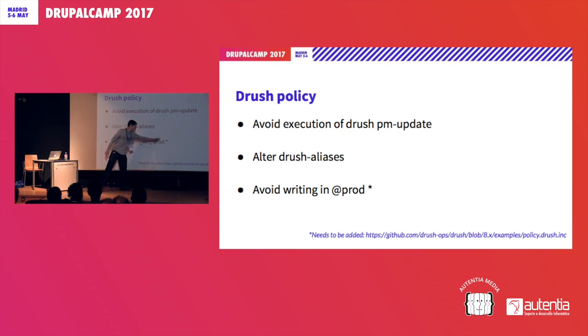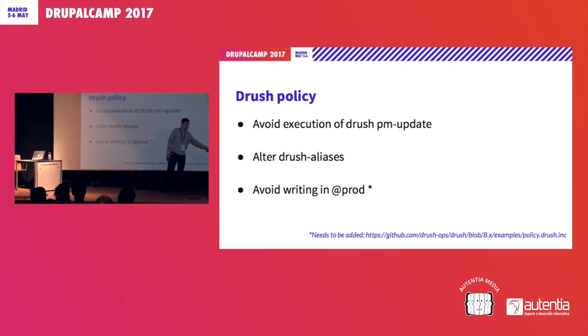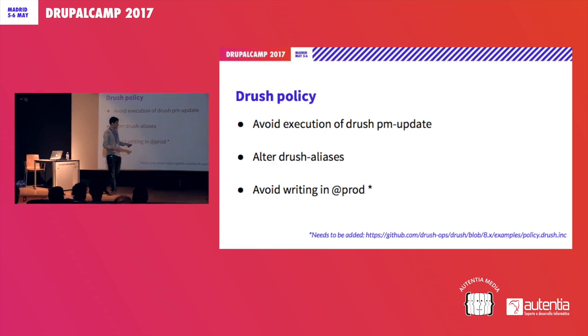Now notice the asterisk there. This is not enabled by default. This particular line has to be added. However, the exact code for how to do this is in the examples folder of Drush. The slides will be online, and you will be able to check this. Basically, in the examples folder, there is a policy.drush.inc that you can use as an example, and it includes a lot of documentation of how else you can use it.